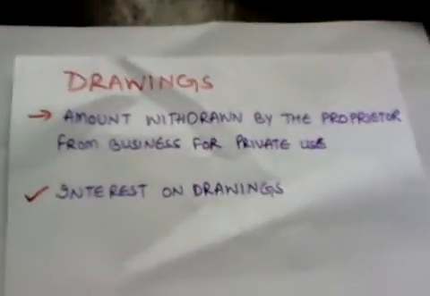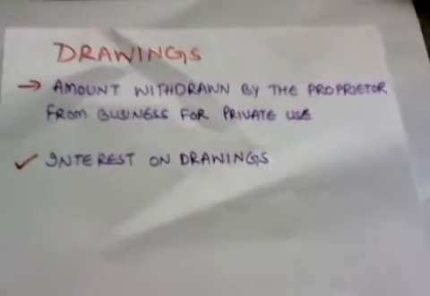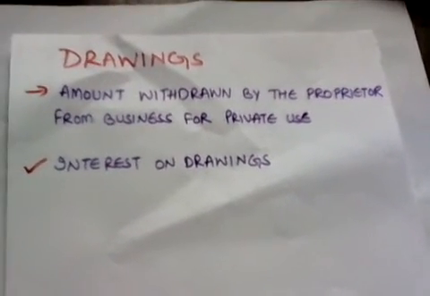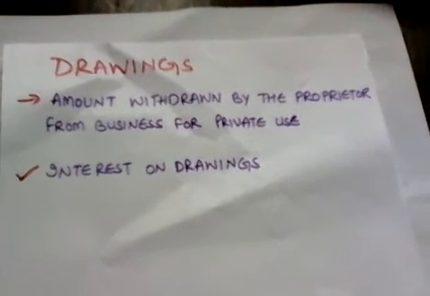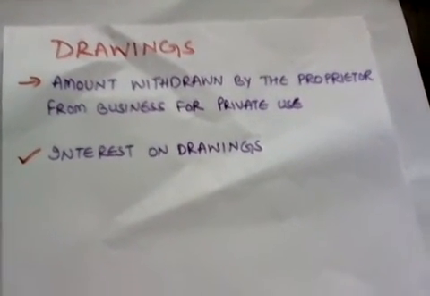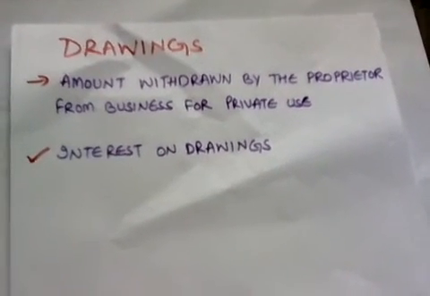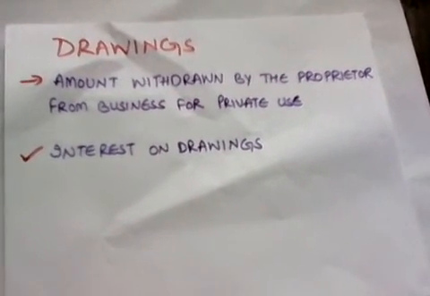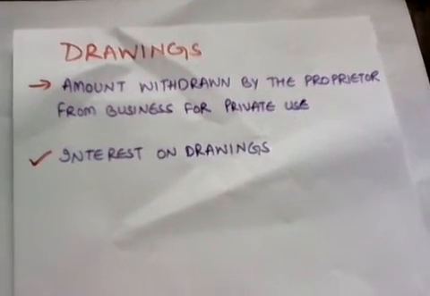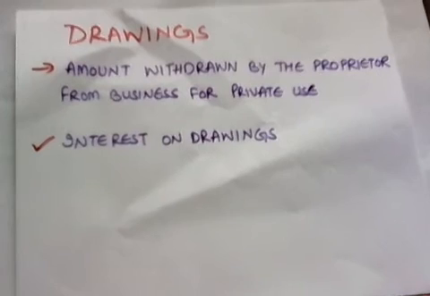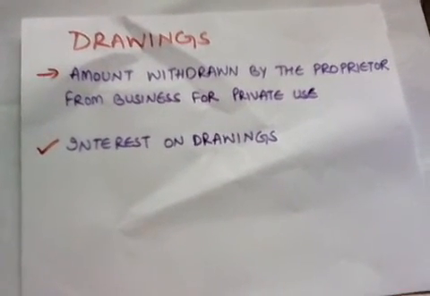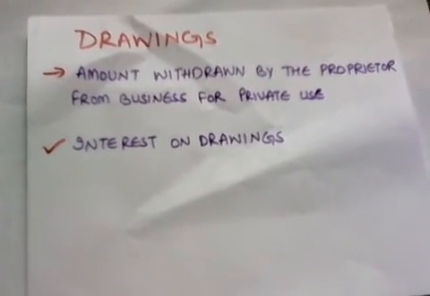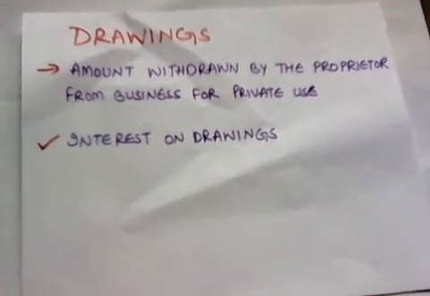Next is your drawings. Drawings is the amount withdrawn by the proprietor or by the owner of the business for private use. Private means personal use. We all know that the property of the business is different from your personal property. The business can use the personal property of the owner, but the owner is not authorized to use the property of the business, because there is a rule in accounting that the business property is different from your personal property. You cannot use your business property or your business funds for your personal motives. If you use them, you have to pay interest on drawings.